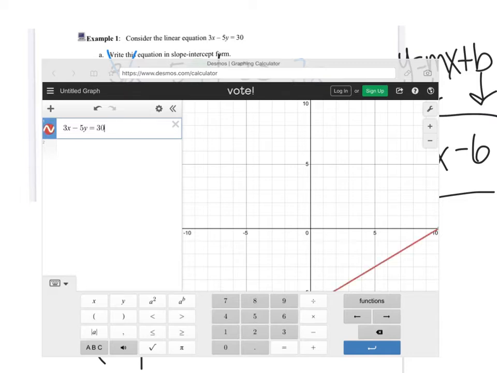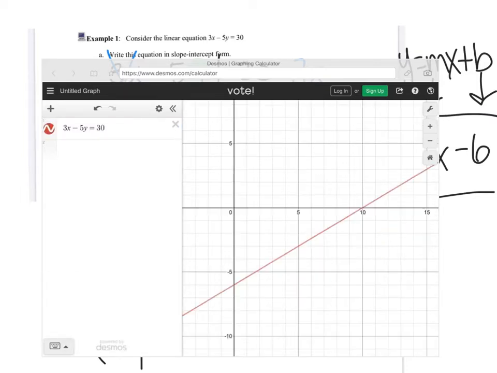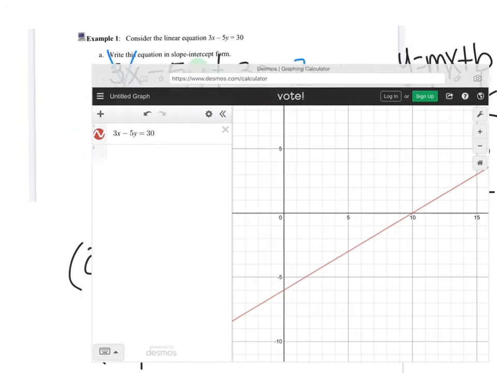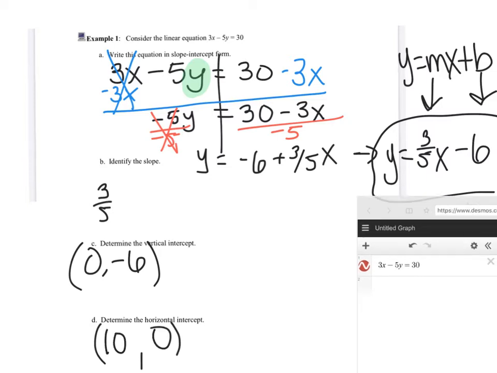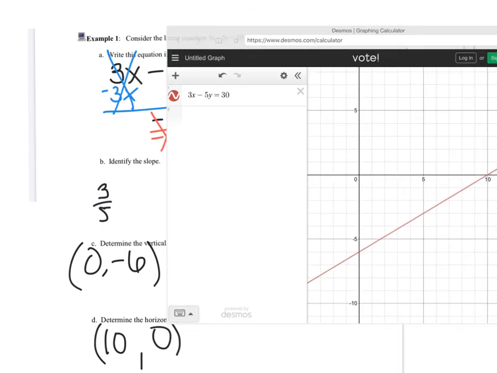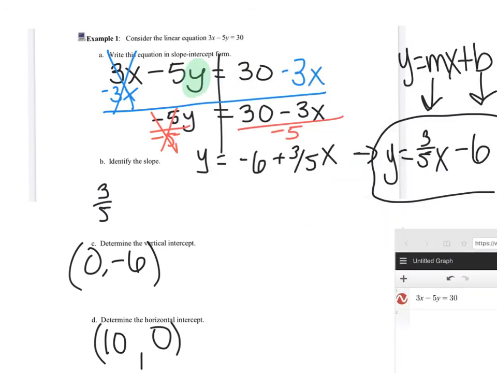Okay, there it is. And my horizontal intercept is at 10. You'll see how it crosses the horizontal axis at 10. So my horizontal intercept is 10, 0. If I want to make sure I didn't mess something up when I rearranged my equation, I can double check my vertical intercept. It is at -6, so we're good.